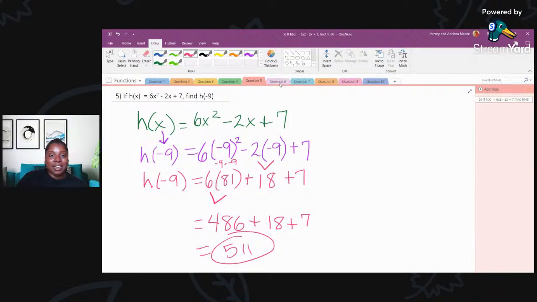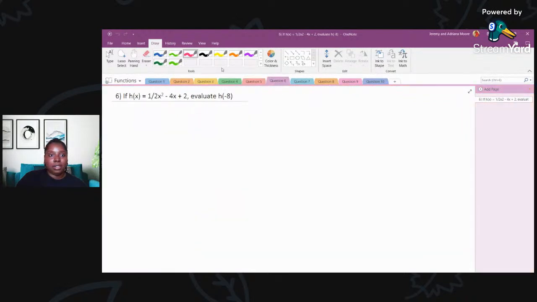All right, almost there. One more question, TikToker, before we get to that one. So don't let the fractions scare you guys. It's still just same old, same old. Okay, so 1/2 x squared minus 4x plus 2.